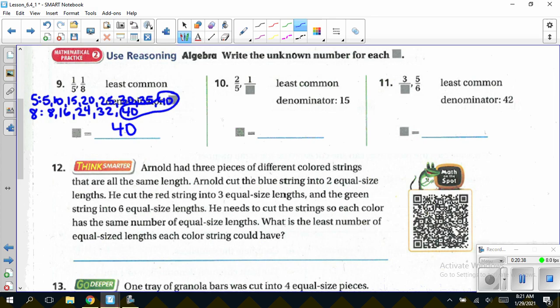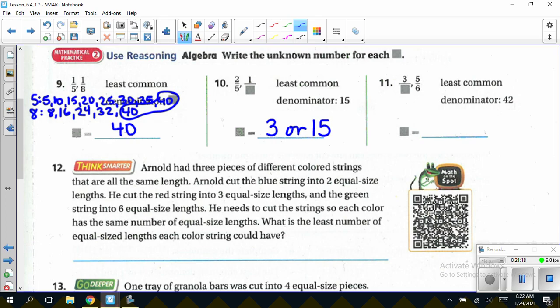For number 10, they did not give us one of the denominators for the fraction, but they do tell us that the least common denominator would be 15. So the easiest denominator to fill in for this 1 over blank, we do know that we would be able to use 3 as our denominator, because we know that 5 and 3 would both have their least common denominator of 15, or you could have even used the denominator of 15 for that fraction as well.